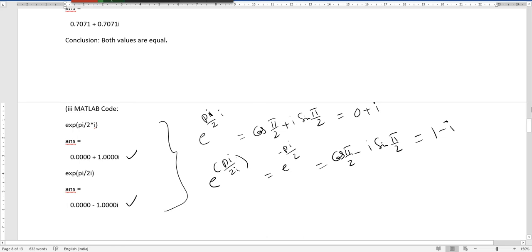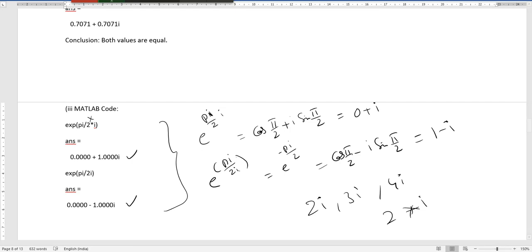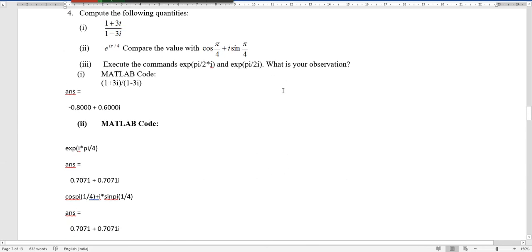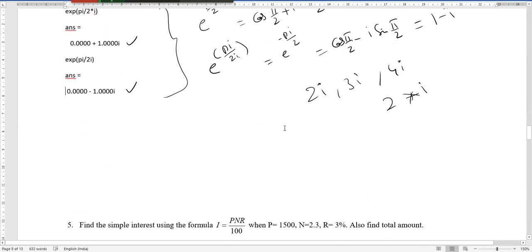So if you want to write any complex number, no need to write asterisk. This is not required. Simply write 2i, 3i, 4i like that only. No need to write into i. Sometimes it may lead to a wrong answer. You will get a wrong value. This is the best example for a false answer. So this is our conclusion remark. What is our observation? Both are different.